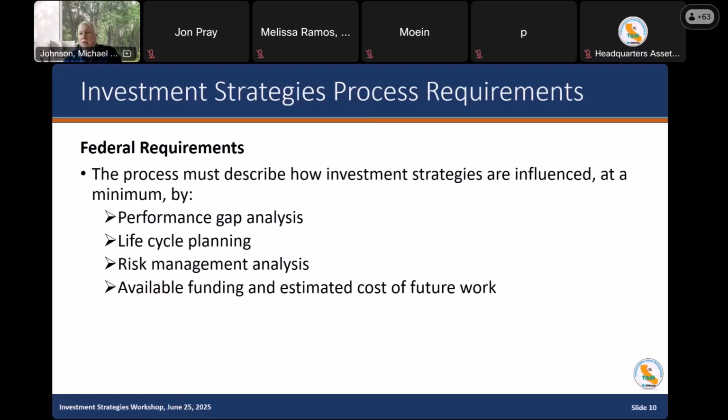must describe how investment strategies are influenced at a minimum by performance gap analysis, life cycle planning, risk management analysis, and available funding and estimated costs of future work. So these 4 things, after we finish today, we will have covered all 4 of these things through the workshops that we've hosted to date. And we've provided lots of information to all of you, as well as a tool that does all of this. But all of these things must be written, and a lot of narrative needs to be wrapped around these as well as examples. So this is a lot of the time between when we finish today and when we get a draft out will be spent with all this writing.